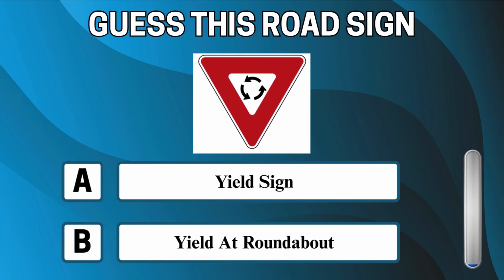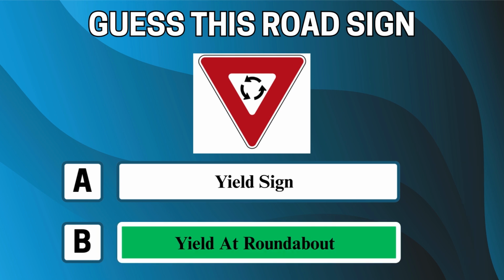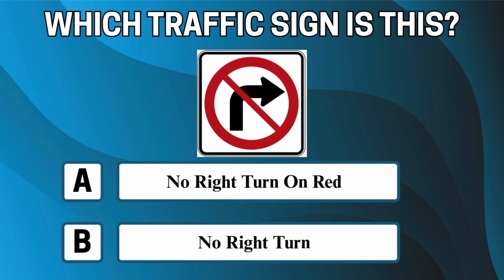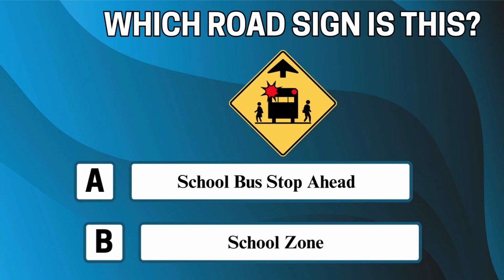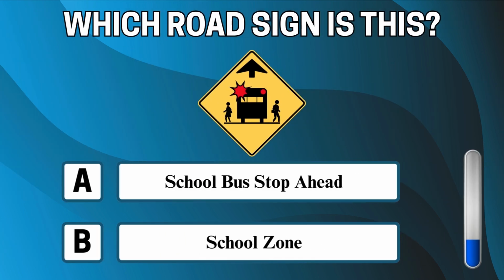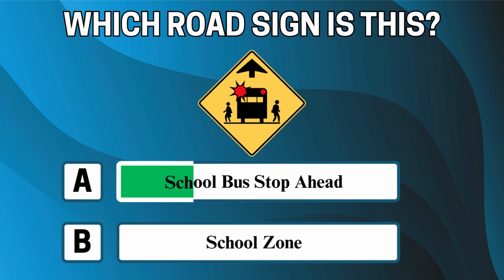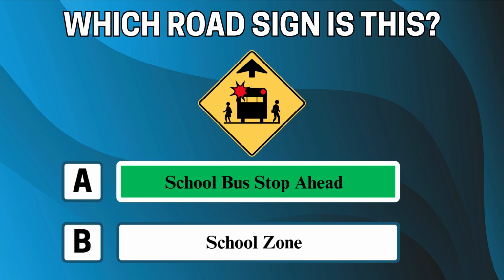Guess this road sign. Exactly, it is the yield at roundabout sign. Which traffic sign is this? Yes, it is the no right turn sign. Which road sign is this? Correct, that is the school bus stop ahead sign.